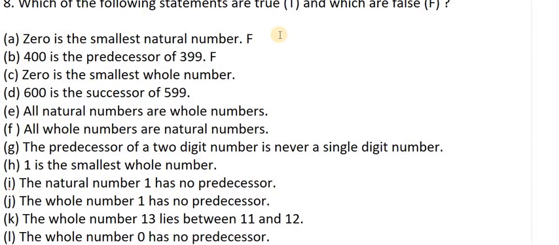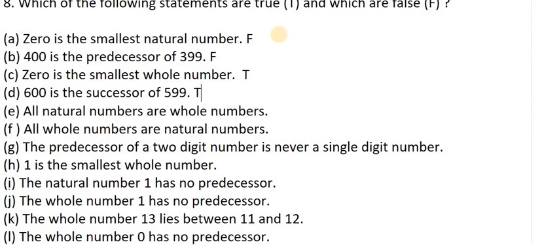0 is the smallest whole number. Yes, of course, because whole numbers start from 0. That is the reason the statement is true. Now the next question: 600 is the successor of 599. The next number after 599 is 600, because 599 plus 1 gives 600. That is the reason 600 is the successor of 599. Move on to the next question.